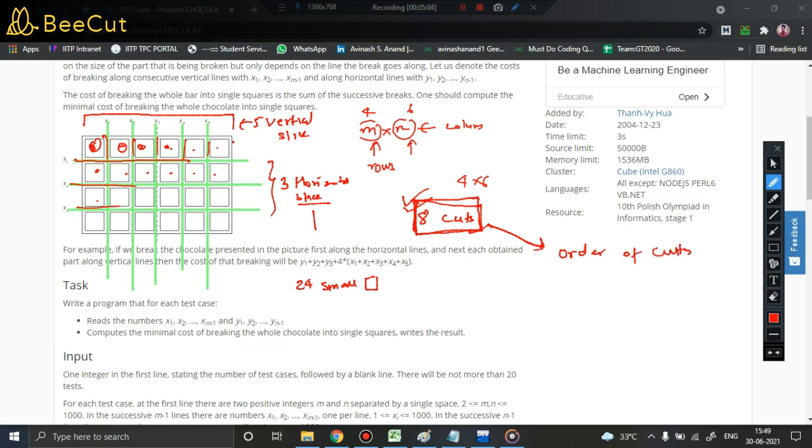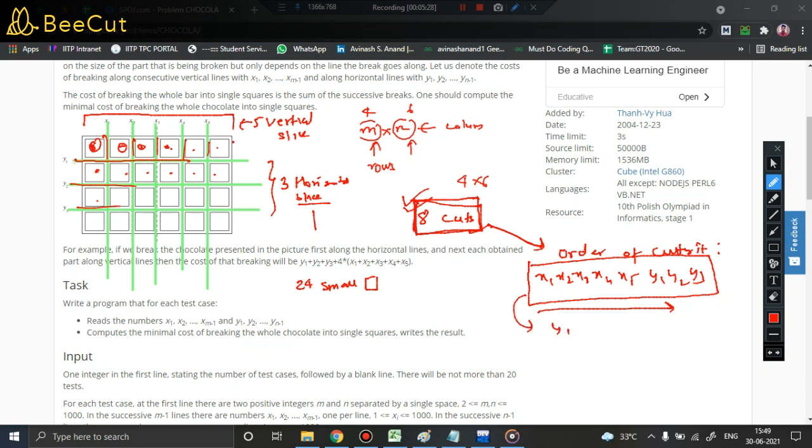Order of cutting it. So how many edges are there? Basically we have 8 edges, like x1, x2, x3, x4, x5 and y1, y2, y3. So we will perform cutting in some sequence, right? It can either be this sequence, that first I perform the vertical cuts and then I perform the horizontal cuts, or it can be the other way, that first of all you perform the horizontal cuts and then you perform the vertical cuts, right?